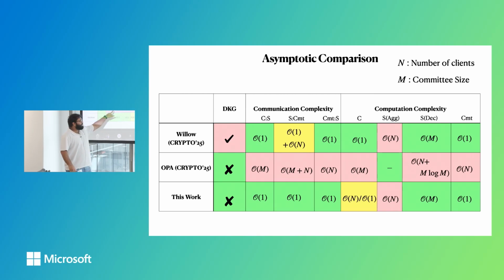My solution is also in the committee model, and all communication is just constant size. Here, of course, the communication is not that great because from server to committee you need to send all those shares to each of the committee members.